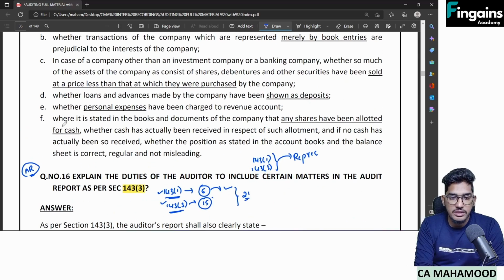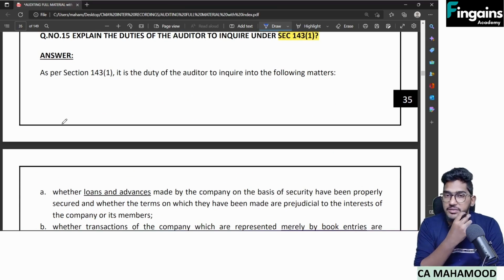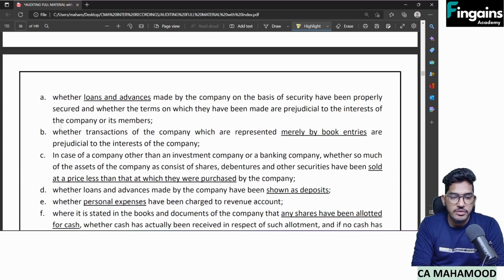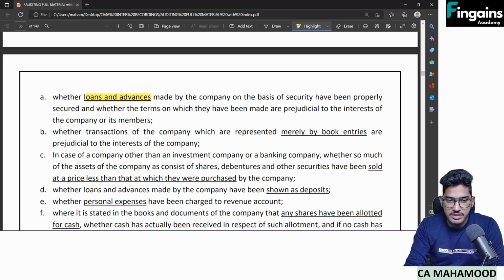So first we will start with the 6 points given under 143 subsection 1 which need to be verified by the auditor and mentioned in the auditor's report. Let us have a look at it quickly. As per section 143 subsection 1, it is the duty of the auditor to inquire into the following matters. What are they? First point, whether loans and advances made by the company on the basis of security have been properly secured, and whether the terms on which they have been made are prejudicial to the interest of the company or its members.